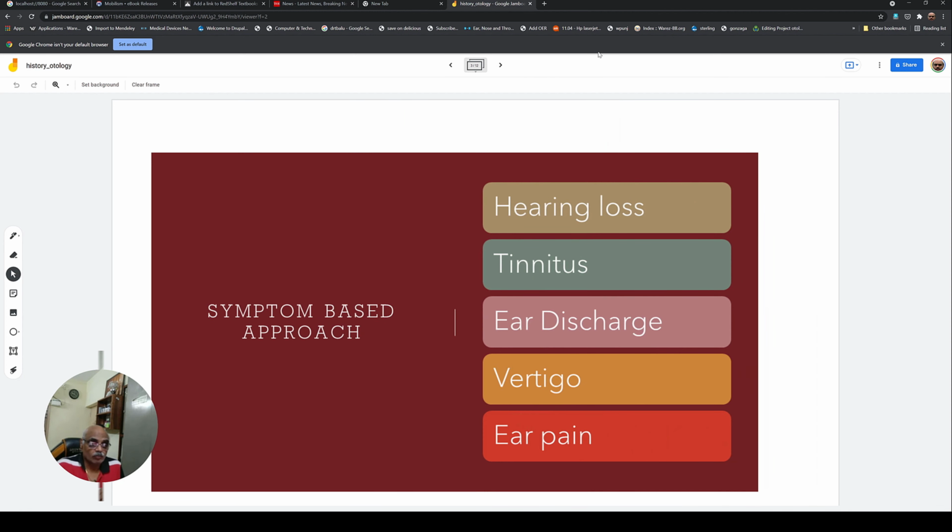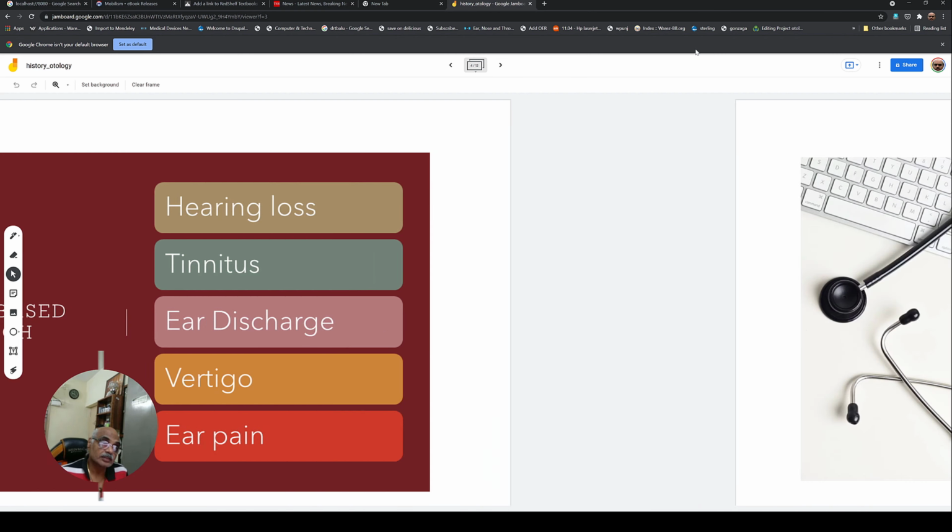And now we are going to focus on a symptom based approach of history taking. These are the 5 cardinal symptoms the patient is going to present with in an otological clinic. It can be a hearing loss, it can be tinnitus, it can be ear discharge, it can be vertigo or giddiness, and then it can be ear pain. So all these 5 aspects of otological complaints or symptoms should be addressed one below the other.